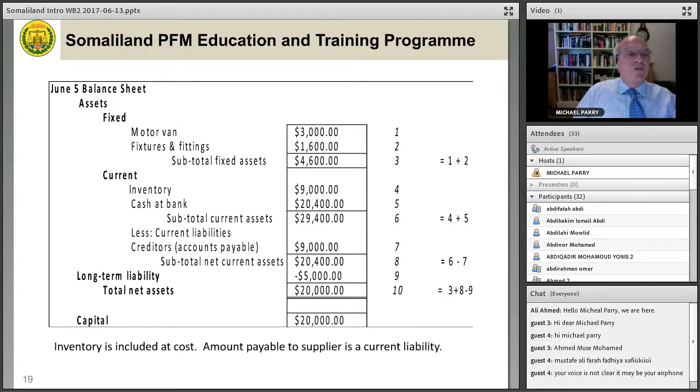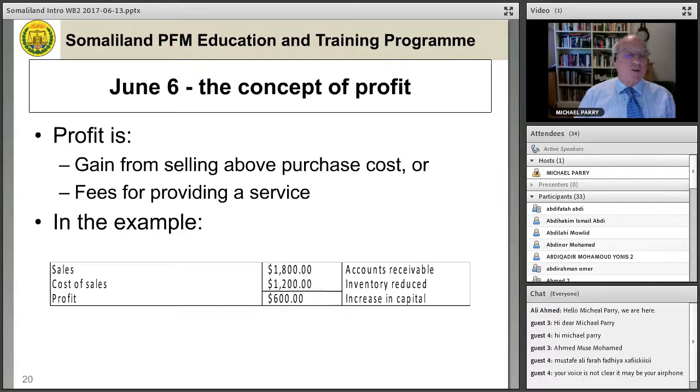So the balance sheet on June the 5th becomes the motor van, the fixtures and fittings, and now we have some inventory. We've bought $9,000 worth of telephones on credit, so we've got an item of inventory, using the US terminology, of $9,000, and we have a creditor in the UK terminology, or an accounts payable in the US terminology, of $9,000. No change to the total net assets and therefore capital. So the size of the business is growing. The total assets are now more substantial, but the net assets remain unchanged at $20,000.